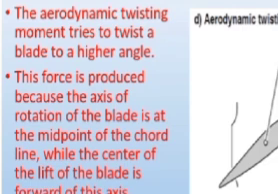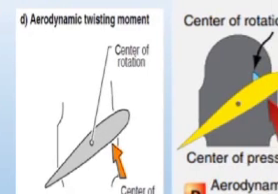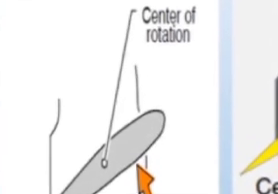This force is produced because the axis of rotation of the blade is at the midpoint of the chord line, while the center of lift of the blade is forward of this axis. So the aerodynamic twisting moment is the force that tries to increase the blade angle.